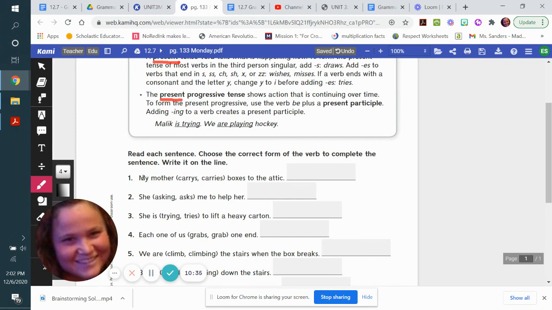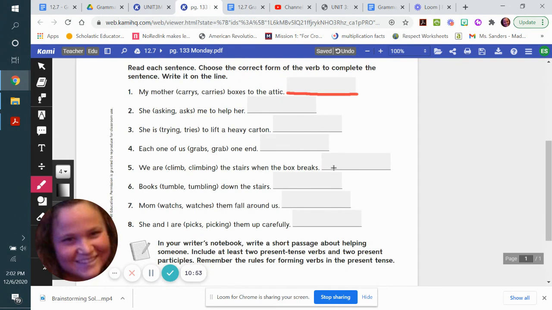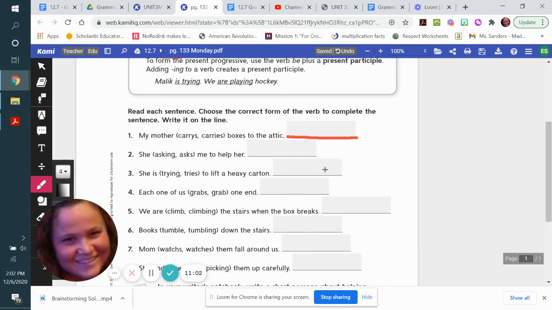So the first one says, my mother carries boxes to the attic. Which one of those is correct? And then we write it on the line. If you want to circle it because it helps you, that's fine. But if you just circle it and don't write it on the line, that is going to be points off for you. All right? I think you'll be okay. I really do. Just go with your gut. Whichever one looks right is probably right. And use the rules that we have used before.